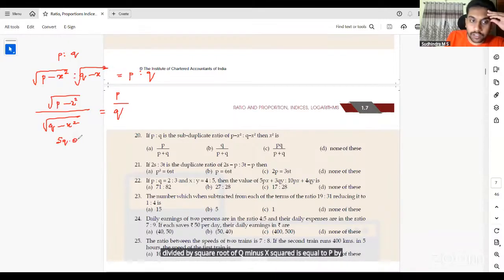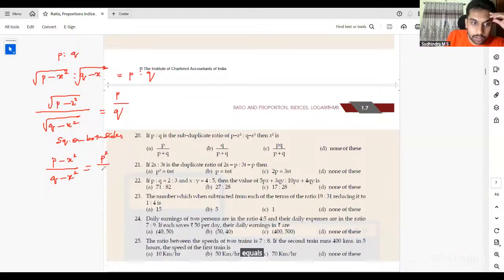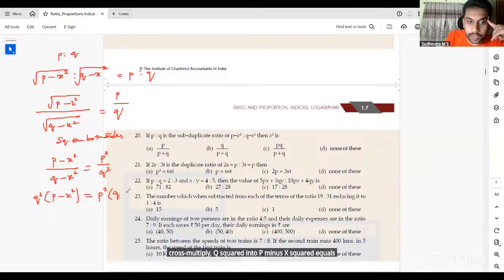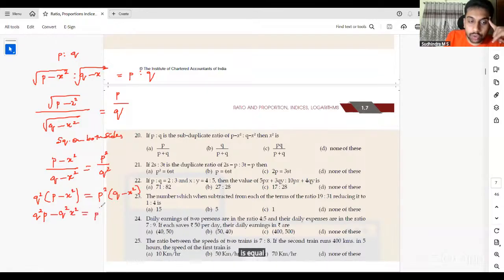I can square on both sides. If I square on both sides, both the square roots get cancelled. P minus X square divided by Q minus X square equals P square by Q square. Cross multiply. Q square into P minus X square equals P square into Q minus X square. Open the brackets. Q square into P is Q square P, minus Q square X square is equal to P square into Q minus P square X square.